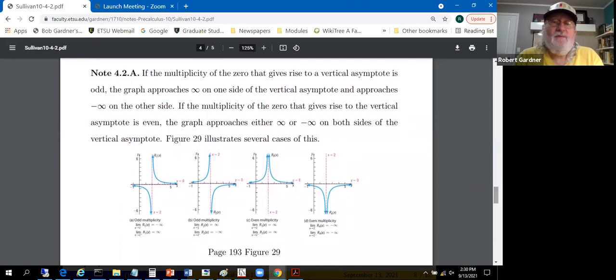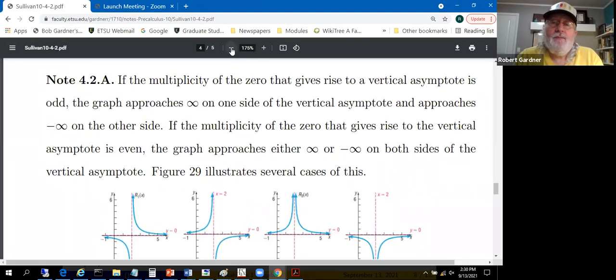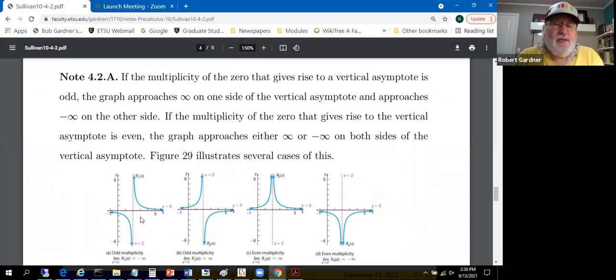Okay, we want to try to figure out when it is that it goes down on one side, up on the other, up on one side, down on the other, up on both sides, down on both sides. When do those occur? So we're trying to make a transition from using graphs to creating graphs. And note 4.2.a gives away these kinds of behaviors.